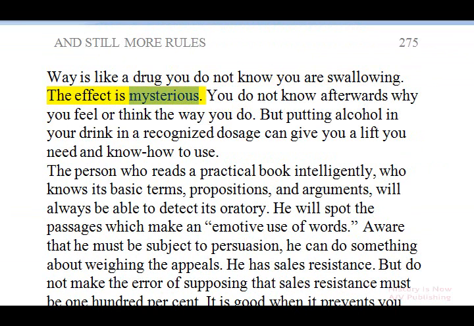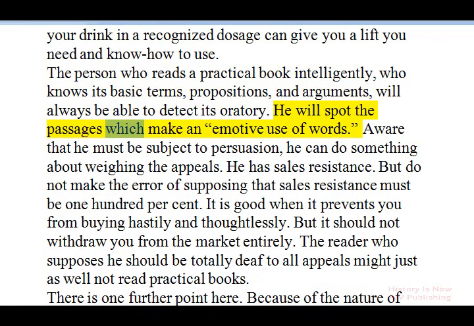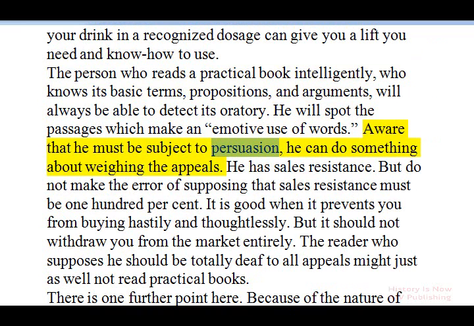The effect is mysterious. You do not know afterwards why you feel or think the way you do. But putting alcohol in your drink in a recognized dosage can give you a lift you need to know how to use. The person who reads a practical book intelligently, who knows its basic terms, propositions, and arguments, will always be able to detect its oratory. He will spot the passages which make an emotive use of words. Aware that he must be subject to persuasion, he can do something about weighing the appeals.